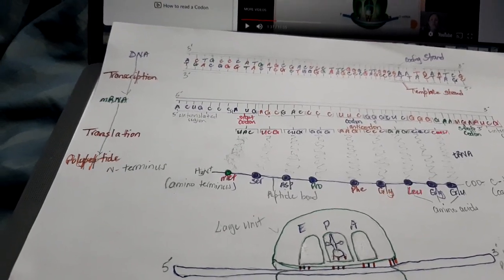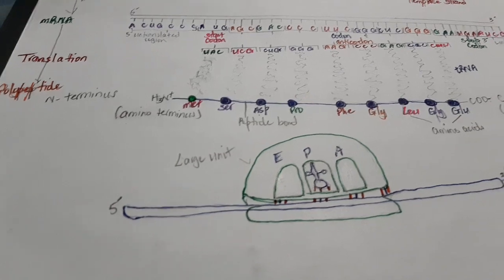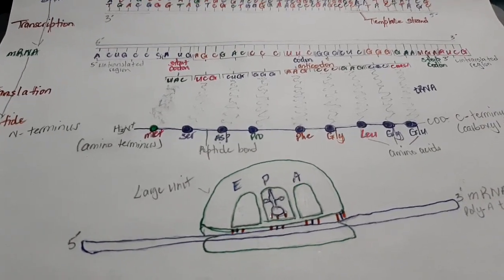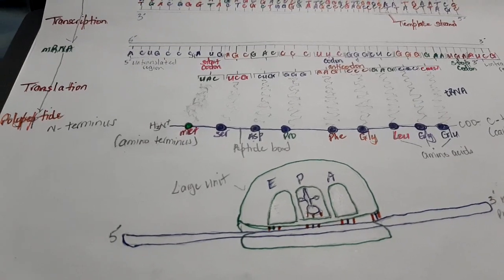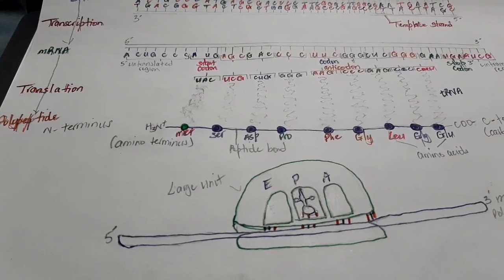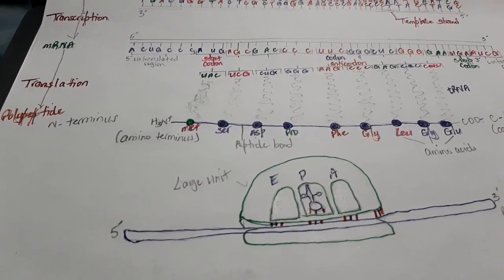Ribosome. These are the areas where translation takes place. It is made of protein and rRNA. It consists of multiple parts known as eukaryotic. It consists of two subunits, a large and a small.